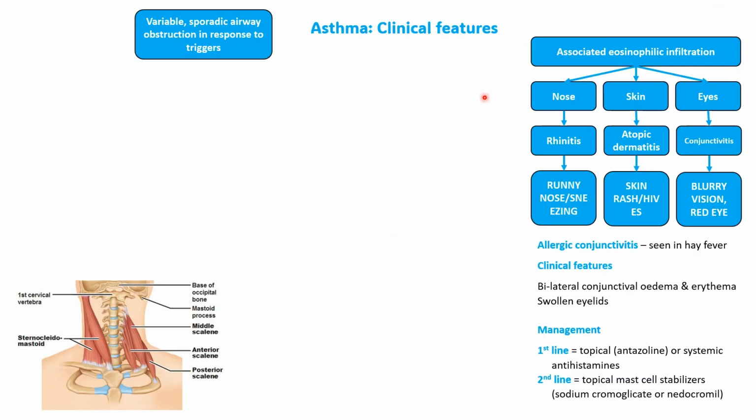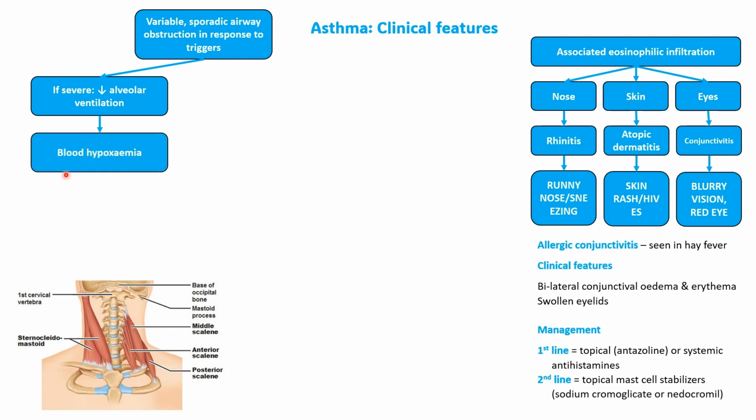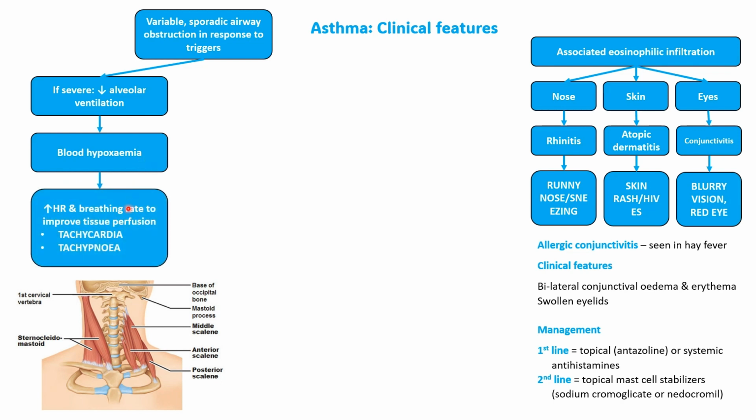Okay, so let's do a quick recap of some of the clinical features of asthma. So we know that asthma is variable, sporadic airway obstruction in response to particular triggers. If the asthma is severe, this can reduce alveolar ventilation, which can lead to hypoxemia, so a lower concentration of oxygen within the blood. The body responds to this by increasing heart rate and breathing rate, and clinically this is going to present as tachycardia and tachypnea.